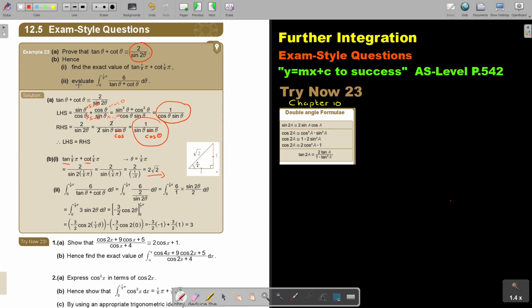And then the next one, evaluate. Now, can you see there? It's again this. So basically, I put it there in the place of that. Then I just multiply with the reciprocal, and then I'm getting this. And now I can integrate this. So sin becomes negative cos, but now because of the 2, it's actually 3 over 1 multiply negative a half. And that's why it's negative 3 over 2 cos.